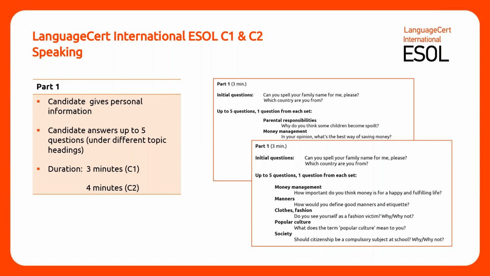For both levels, Part 1 aims to initially set candidates at ease and elicit personal and everyday information. Candidates will be asked up to 5 questions. Questions will be given under different topic headings. Part 1 lasts 3 minutes for C1 level candidates and 4 minutes for C2 level candidates.